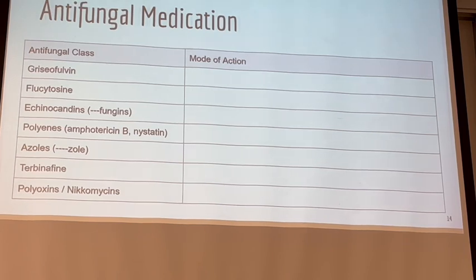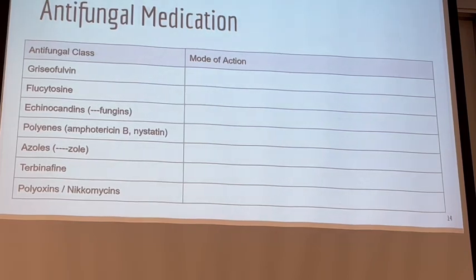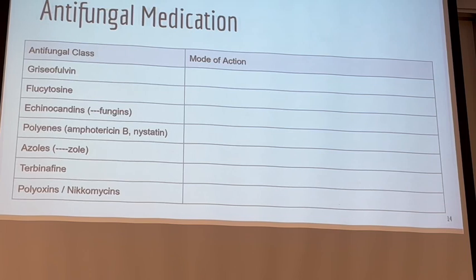Polyenes. For polyenes, do remember amphotericin. I want you to remember that because you'll see that over and over. You'll see amphotericin is like one of the primary antifungals that are used. Azoles, so I do want you to remember that azole because that is all topical antifungals for any kind of cream or anything like that. Those are generally azoles. Terbinafine and polyoxidants.